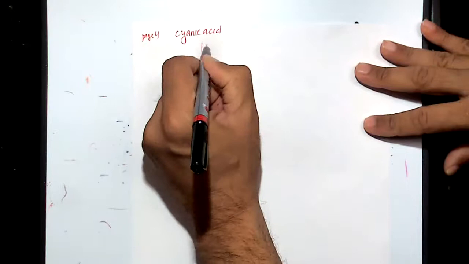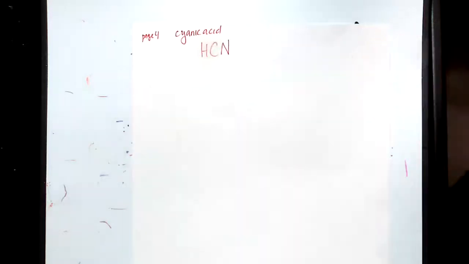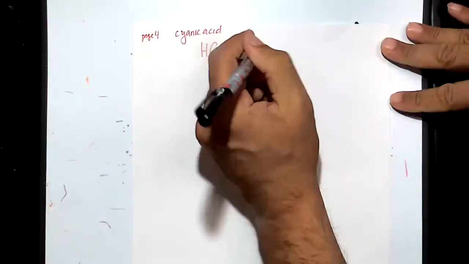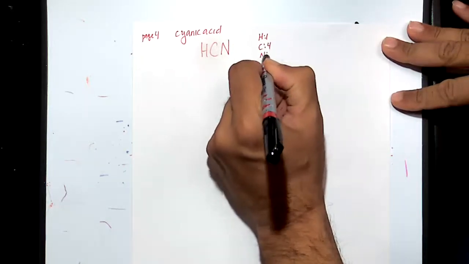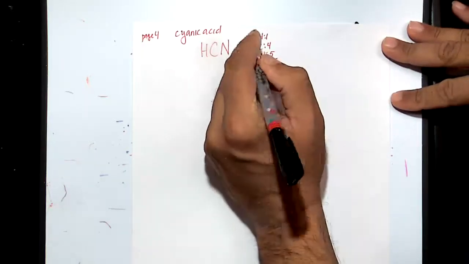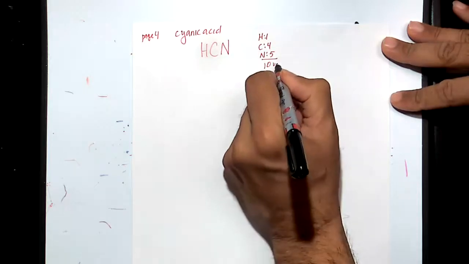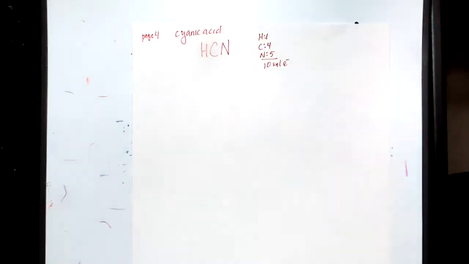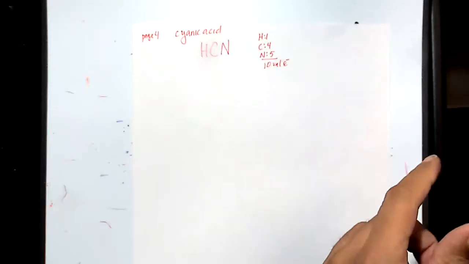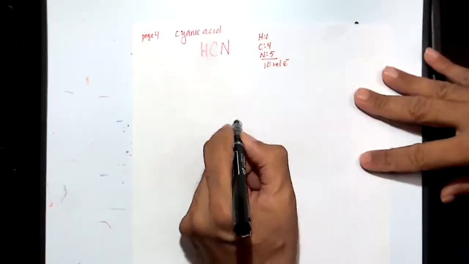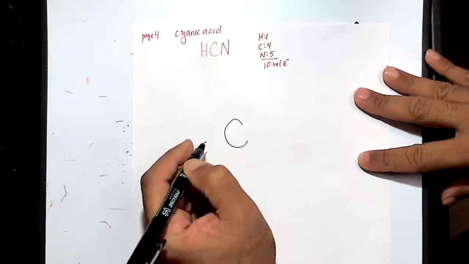This is HCN. So hydrogen is happy at 1, carbon is happy at 4, nitrogen is happy at 5. So we need to get 10 valence electrons around cyanic acid. Let's make carbon, which absolutely, positively, without a shadow of a doubt, it loves 4. So let's make carbon our center atom. How will we get 4?